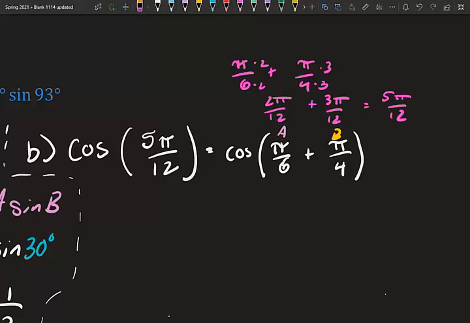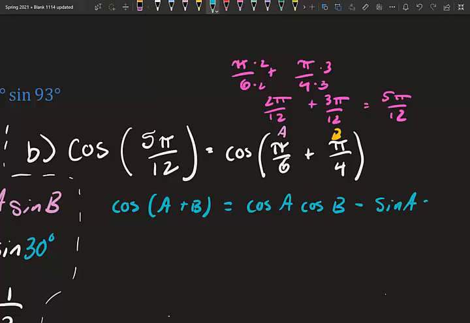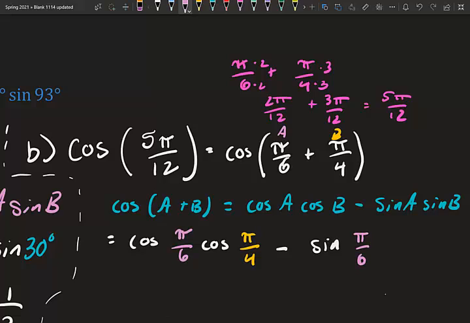Since we're doing cosine of A plus B, that's going to equal cosine A cosine B minus sine A sine B. So we have our A, we have our B, let's plug it into our formula. We have cosine A, which is pi over 6, then cosine B, which is pi over 4, and that's minus sine A, which is pi over 6, and then sine B, which is pi over 4.